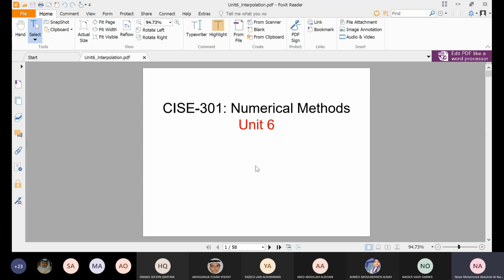Interpolation is also studied here. It's one method of curve fitting, but here we usually focus on how we can get the value of the function at a certain x, and this x is not available in the table.